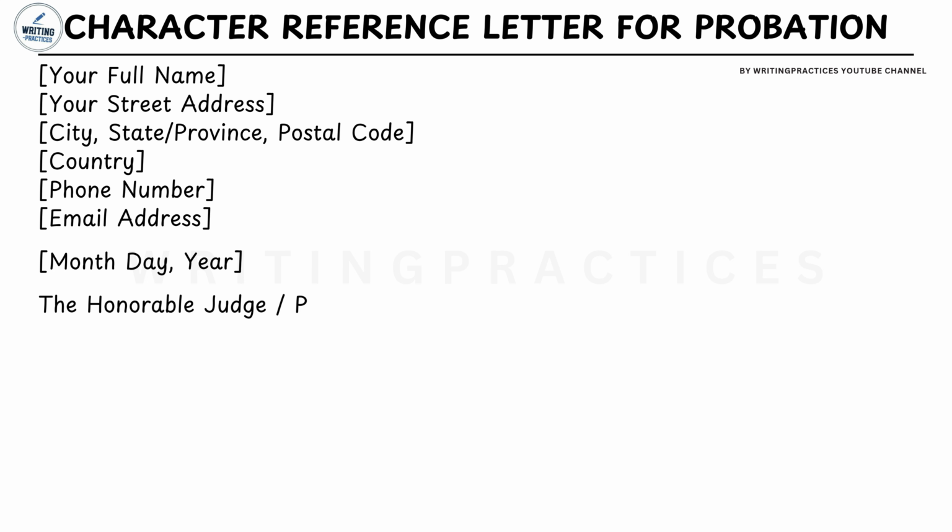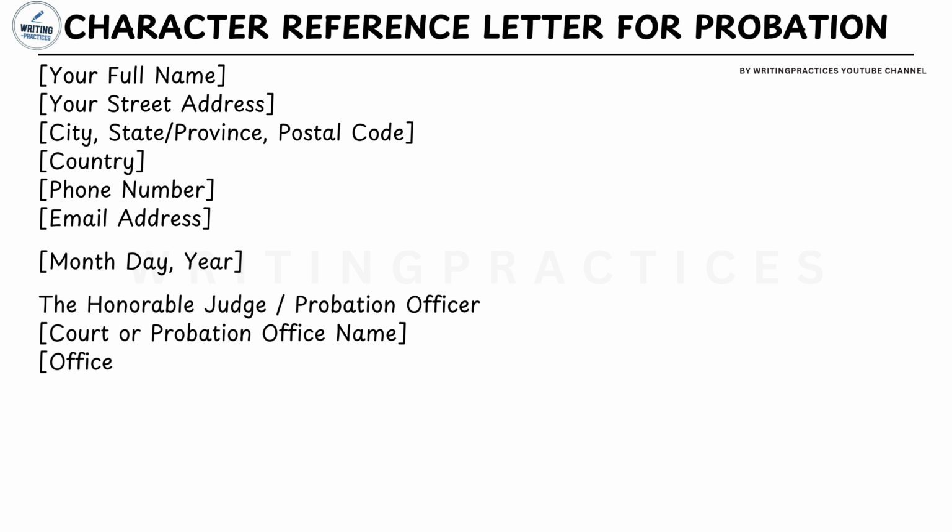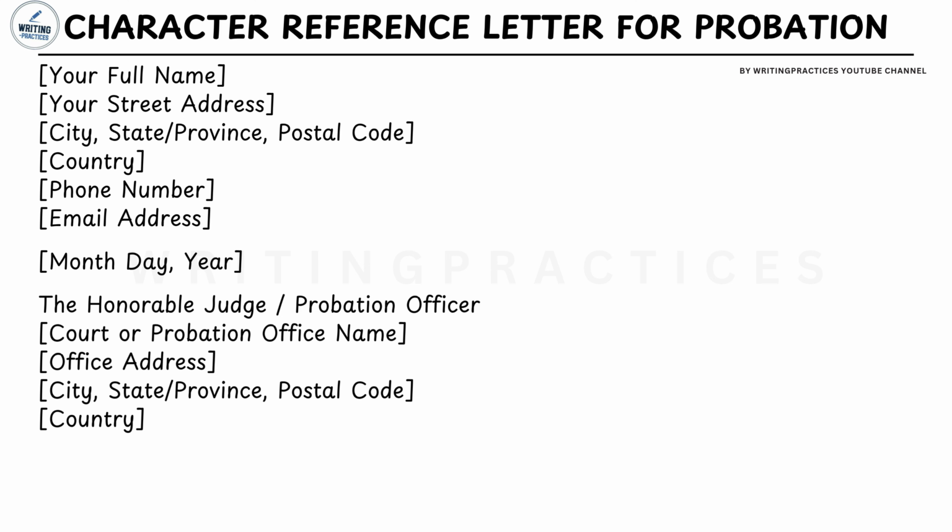Recipient information. Next, write the recipient's information. For example, the Honorable Judge, Travis County District Court. Or if the letter is being submitted directly to a probation officer, Travis County Community Supervision and Corrections Department, 411 West 13th Street, Austin, Texas 78701, United States. This section ensures the letter is directed to the appropriate authority responsible for reviewing the probation matter. Addressing the correct office helps your reference become part of the proper case file.